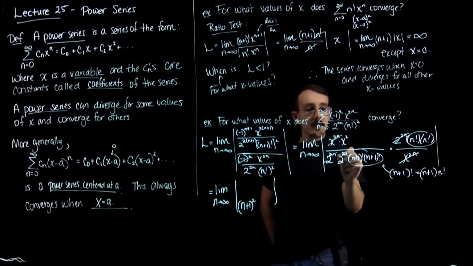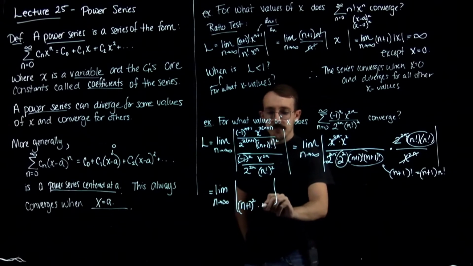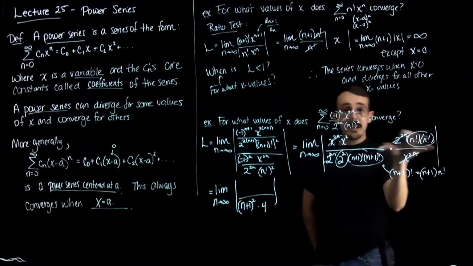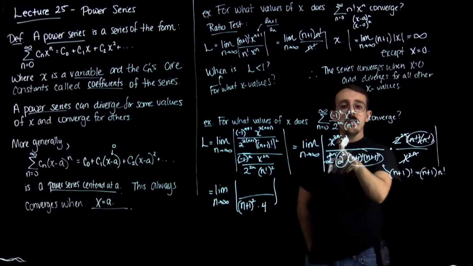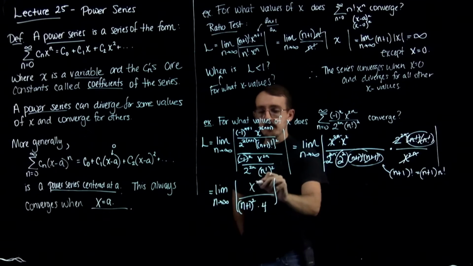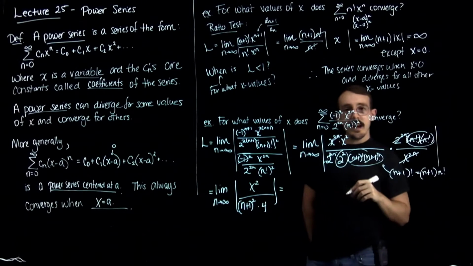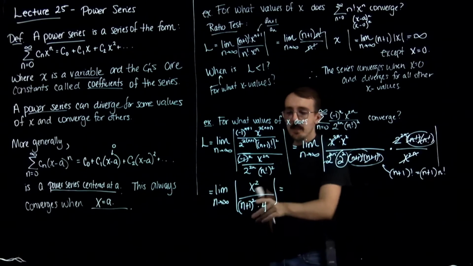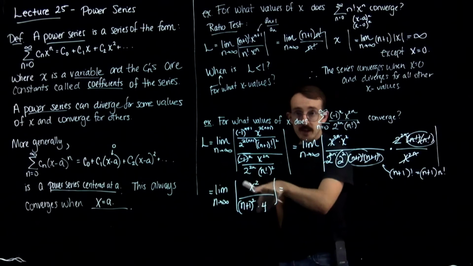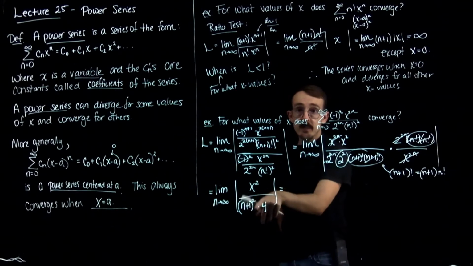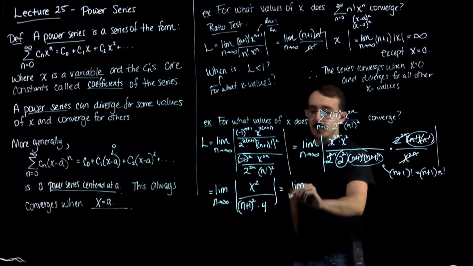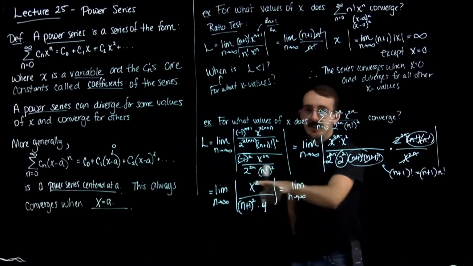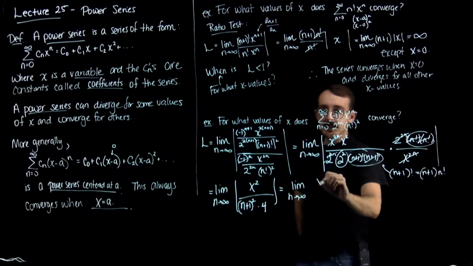I also have a 4 still sitting in this denominator. Anything remaining in the numerator, well, these have canceled out with these now. And the only thing I see is x squared. So a lot has reduced. We're left with this. Notice x squared is a positive number for any x. N plus 1 is going to be squared, is going to be positive for any n. So I don't need absolute value bars anymore. 4 is positive. Everything is positive, so I don't need absolute value bars.